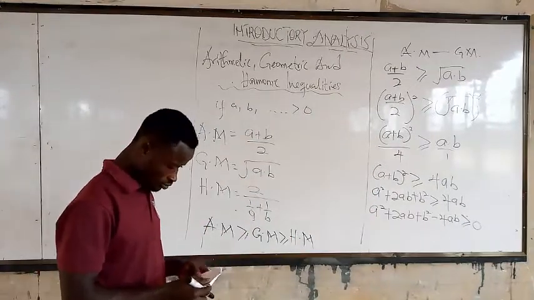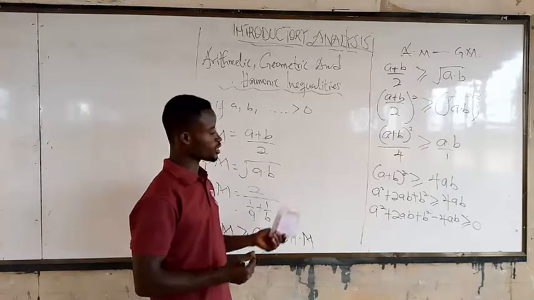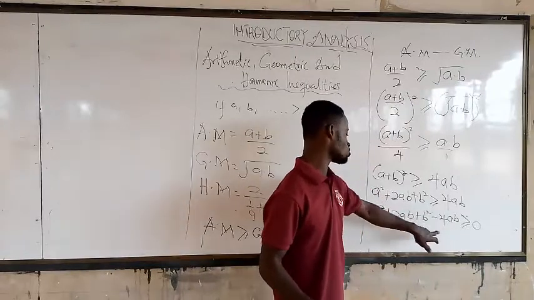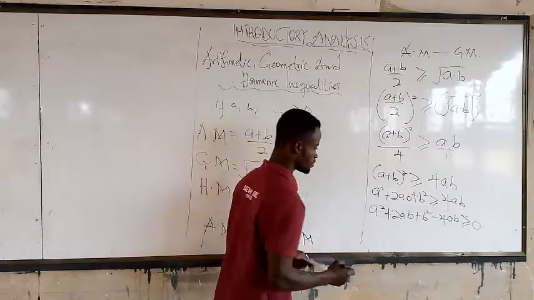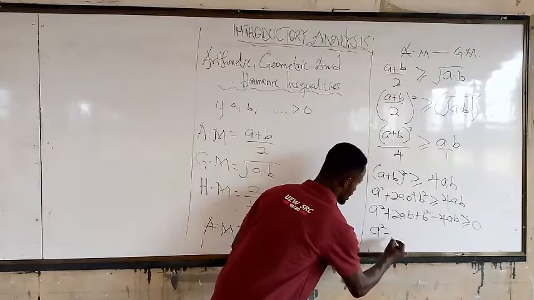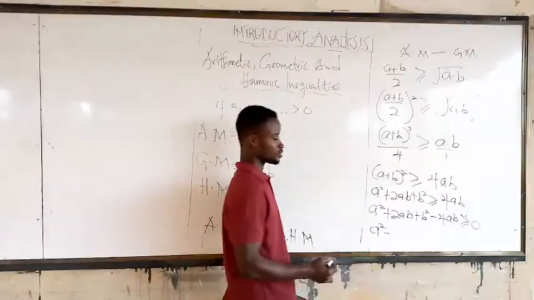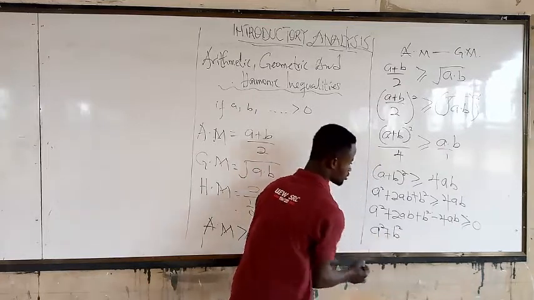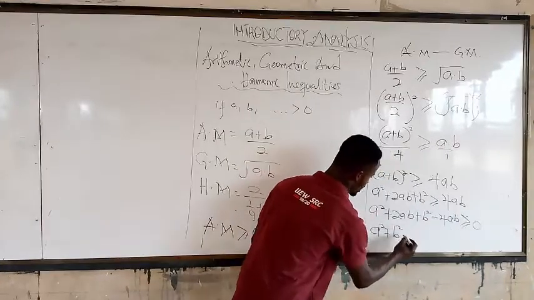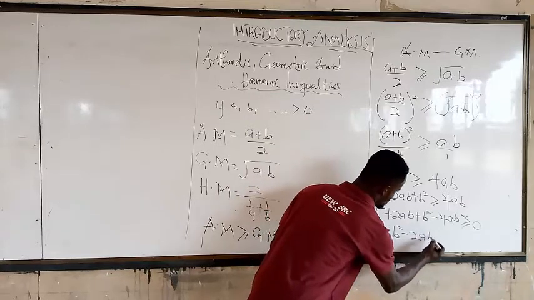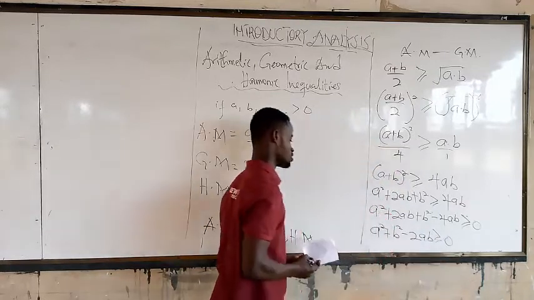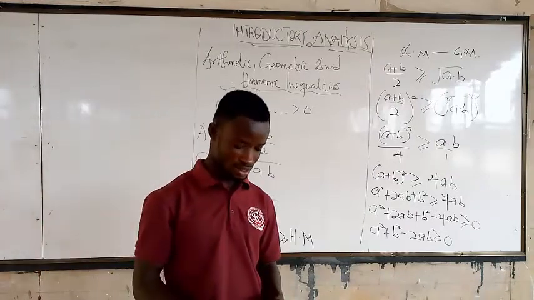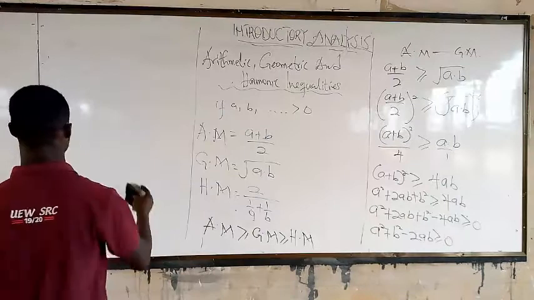Alright, so that is that for that. Let's try to simplify it. We know that here is AB, here is AB, so we can subtract this from this. So here we get A squared plus B squared, and this and this will give us minus 2AB greater than or equal to 0. Alright, so having this, it's still algebra.